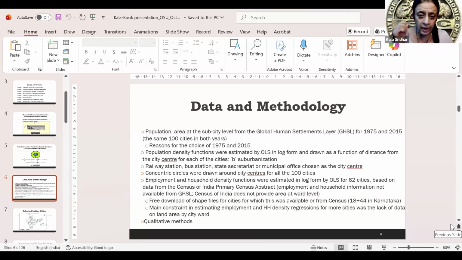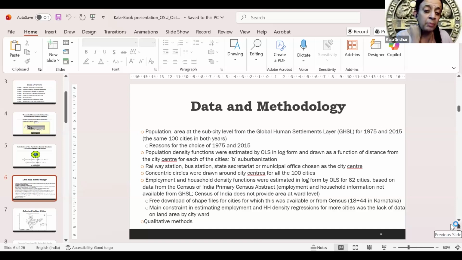So now what we did was we estimated population density functions by OLS, by ordinary least squares, in log form, and we drew these population density functions for all these 100 cities as a function of the city center in each of these cities, by choosing one of the city's central points as a center. A railway station, bus stop, state secretariat, or municipal office were chosen as the center of the city, and we drew concentric circles around city centers for each of the 100 Indian cities. And this is for population suburbanization.